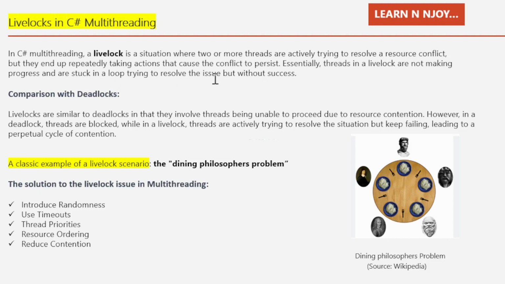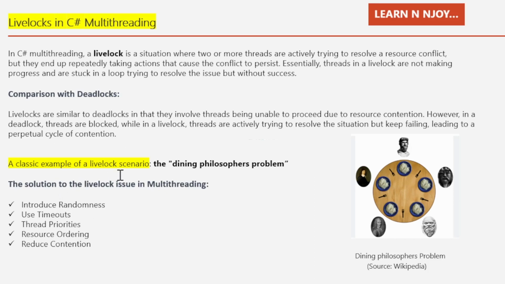If we compare livelock with deadlock, livelocks are similar to deadlocks in that they involve threads being unable to proceed due to resource contention. However, in a deadlock, threads are blocked, while in a livelock, threads are actively trying to resolve the situation but keep failing, leading to a perpetual cycle of contention.